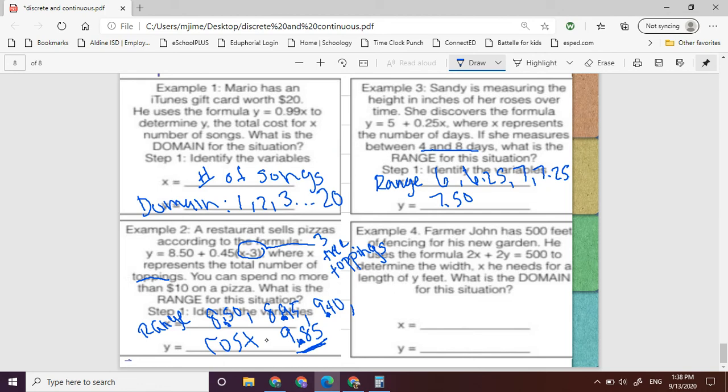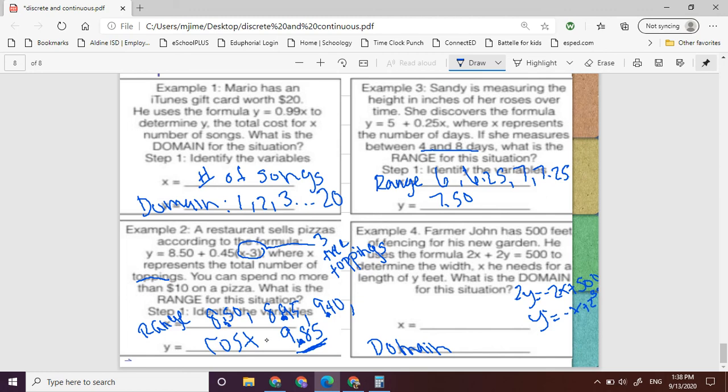Farmer John has 500 feet of fencing for his new garden. He has a formula: 2x plus 2y is equal to 500, where x is the number of feet of length and y is the width. What is the domain? The domain is always the x. Okay, so this is the length. All right, so we're going to put domain down here. Well, how do we figure that out? We have to get this off for y. So if I move the 2x over, I get 2y is equal to negative 2x plus 500. You can't tell me we haven't seen this because we did this with Ms. Becerra. Okay, we divide by 2, we get y is equal to negative x plus 250.